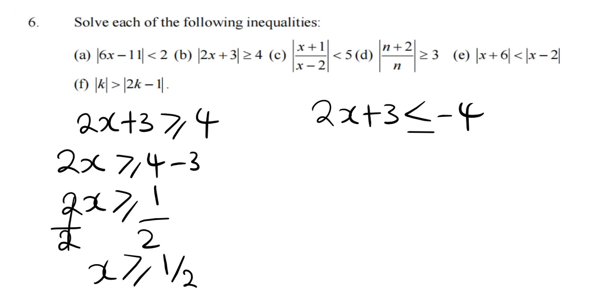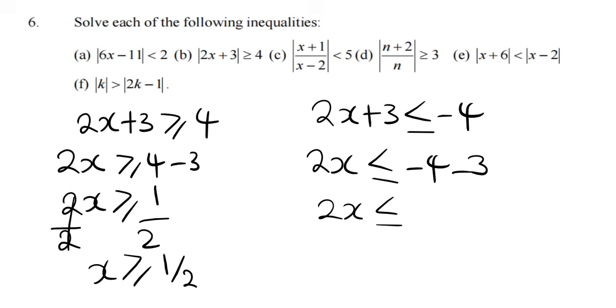What about this other one? So we're going to have 2x is less than or equal to negative 4. The 3 goes on the other side, it becomes negative 3. So 2x is less than or equal to negative 7. So in this case, x is less than or equal to negative 7 over 2. So these are the two answers that you have.